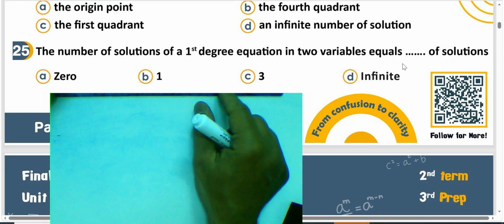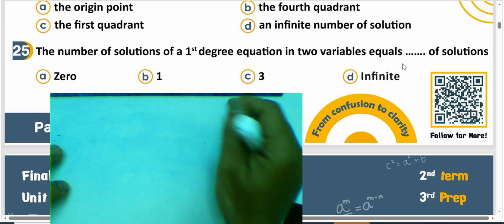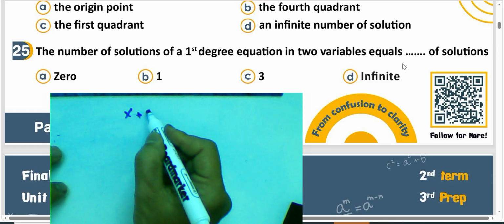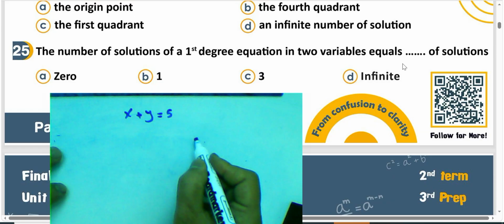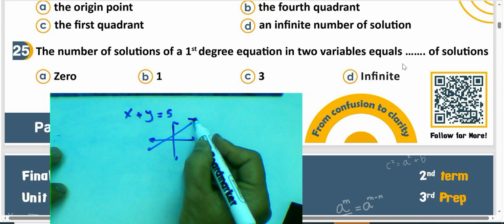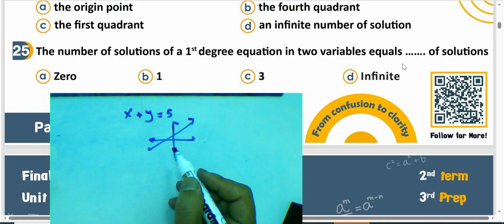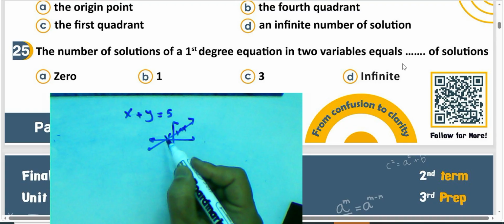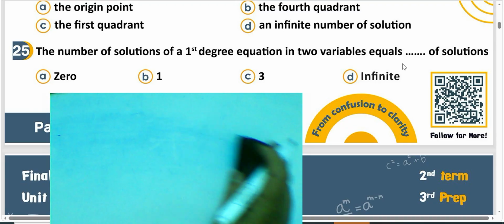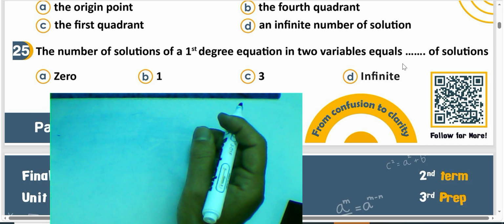The number of solutions of a first degree equation in two variables equals infinite solutions, like x plus y equals 5. It means graphically we have a straight line like this. So we have infinite solutions. We have infinite points on the line. So the number of solutions of a first degree equation in two variables is infinite.